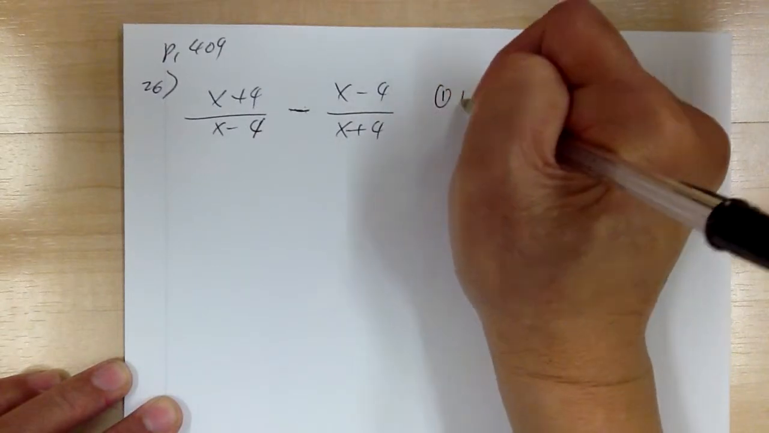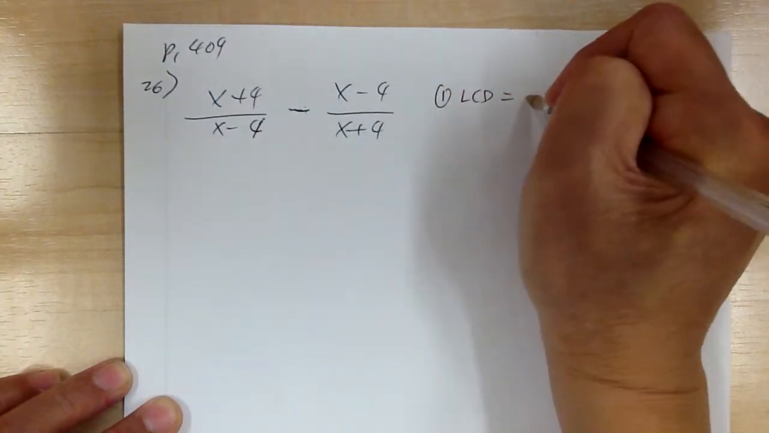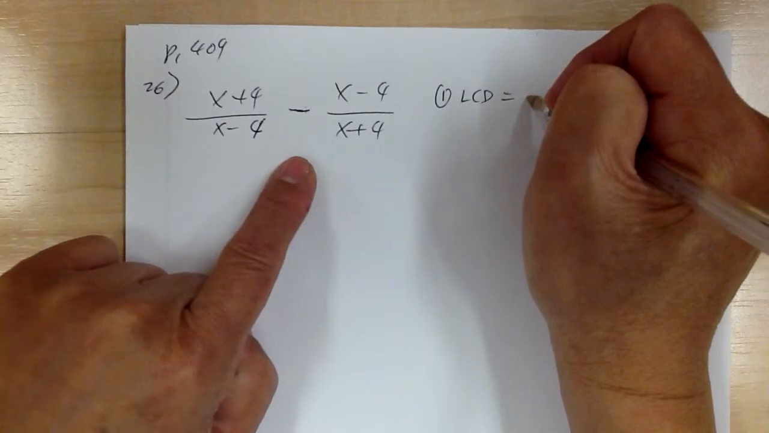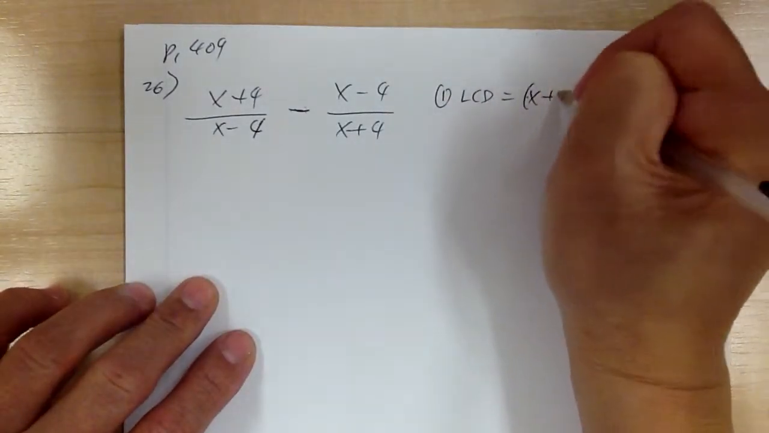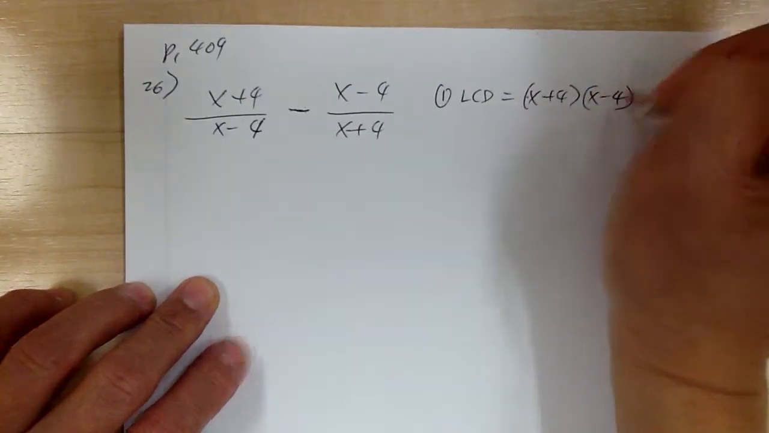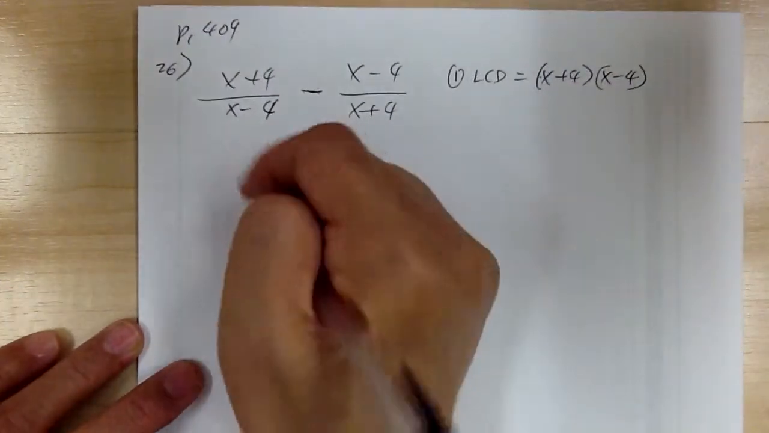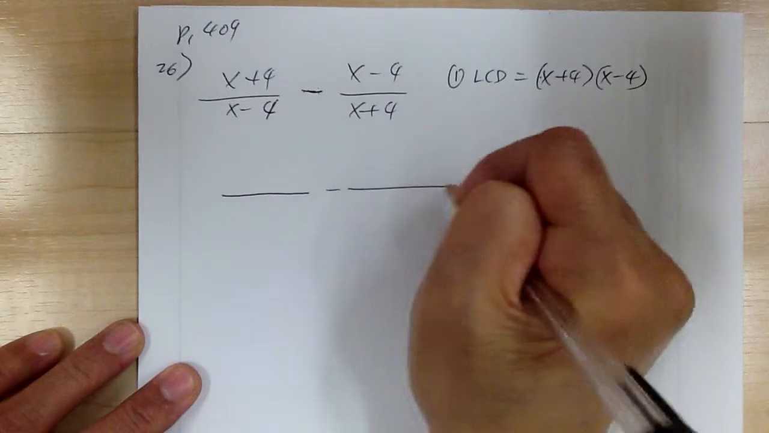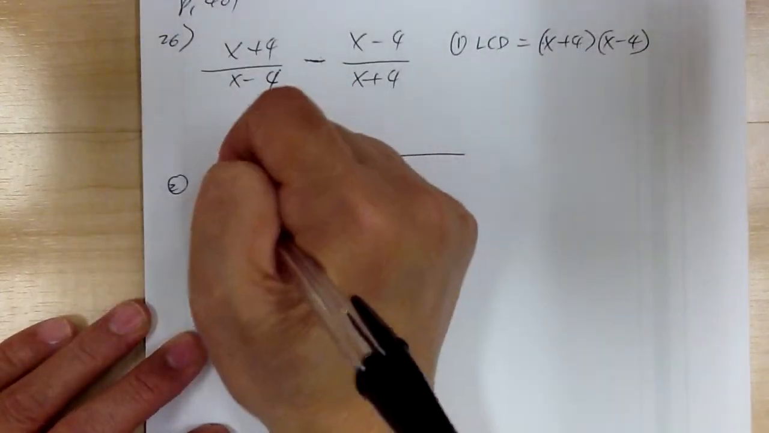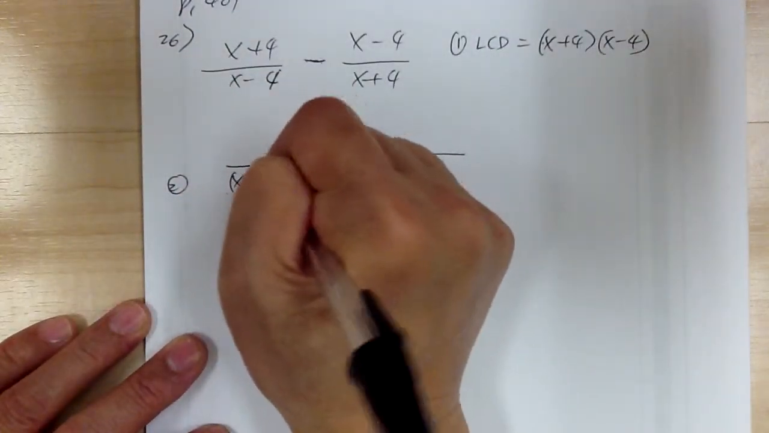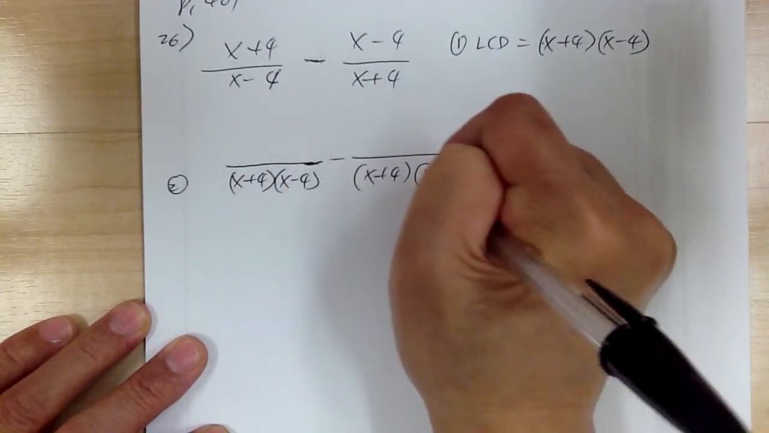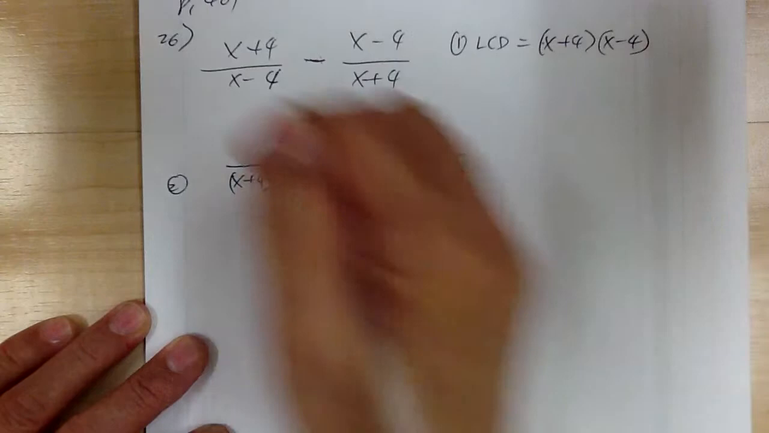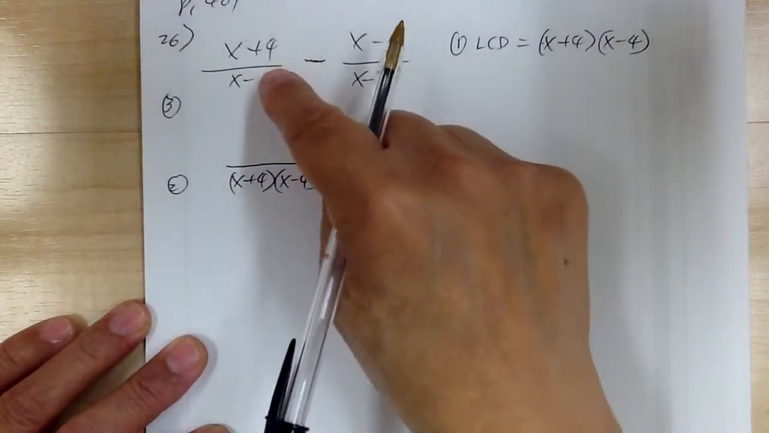So step 1, the LCD is going to be equal to the number, the alphabet, and the group. So you have x plus 4 and x minus 4. You need to have both. Step 2, get your LCD ready: x plus 4, x minus 4, x plus 4, x minus 4. Then step 3, figure out how you're going to get from here to here.